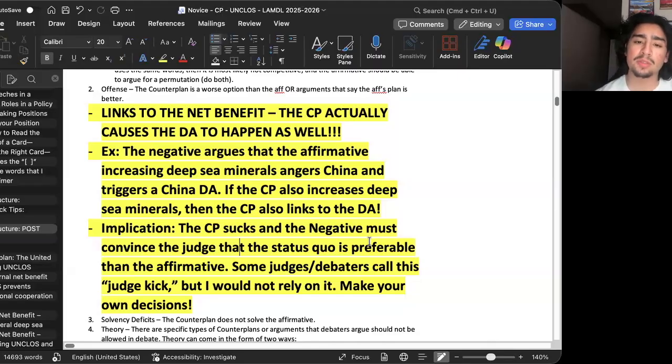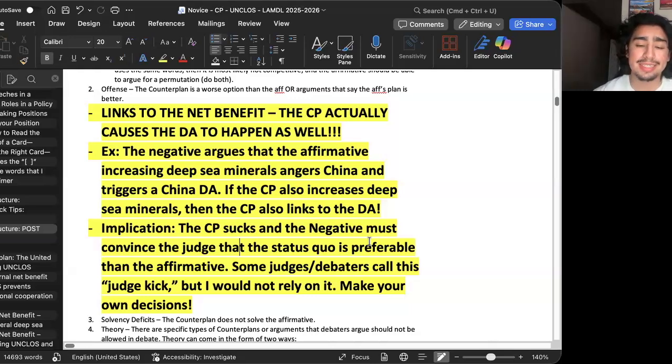Ideally, the negative will always want the counterplan to never link to their own disadvantage, but there are instances where this happens. And so if this happens, you as the affirmative, if you are the affirmative in a round, need to take full advantage of this. You need to make an argument that the negative links to their own disad or the counterplan links to their own disad. That has a pretty important implication.